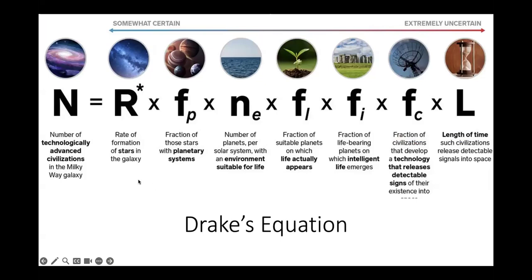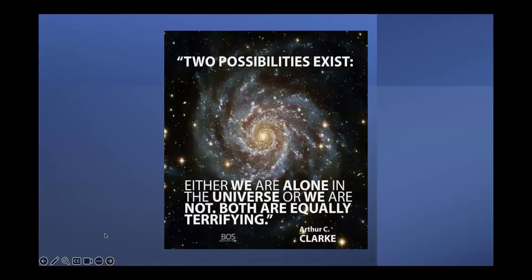You can actually then, this is the Drake's equation, which tells you about the habitability, and you can actually predict it. There's an interesting thing said by Arthur C. Clarke. Two possibilities exist. Either we are alone in the universe or we are not. Both of them are equally terrifying.